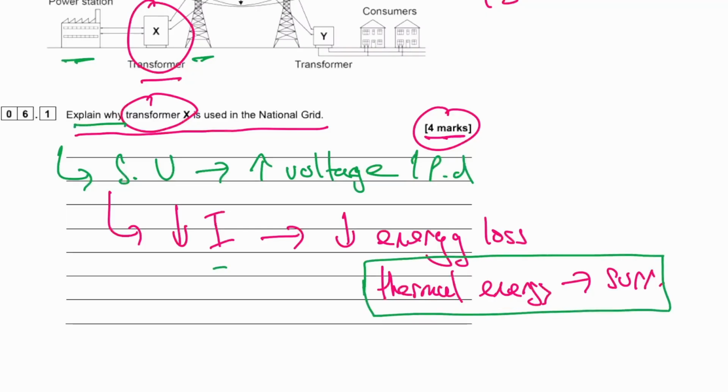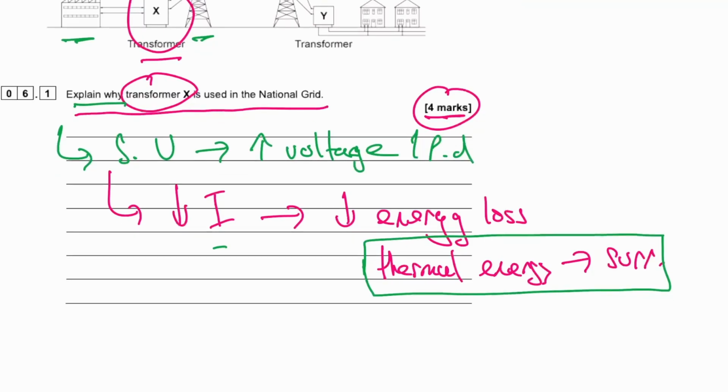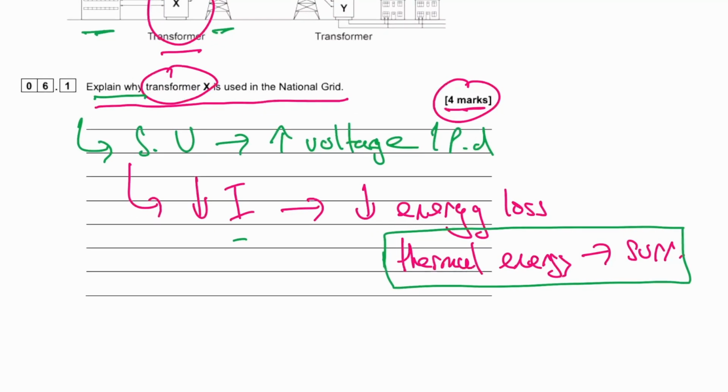The lower you have that current, the less heat is generated when the electricity is traveling along any kind of cable like that. That's the last link that you want to make. So you can see hopefully the 3 marks that we got. So what's the 4th mark for?